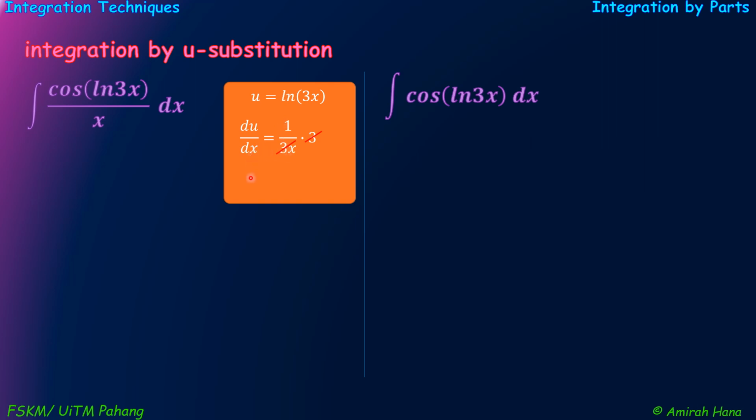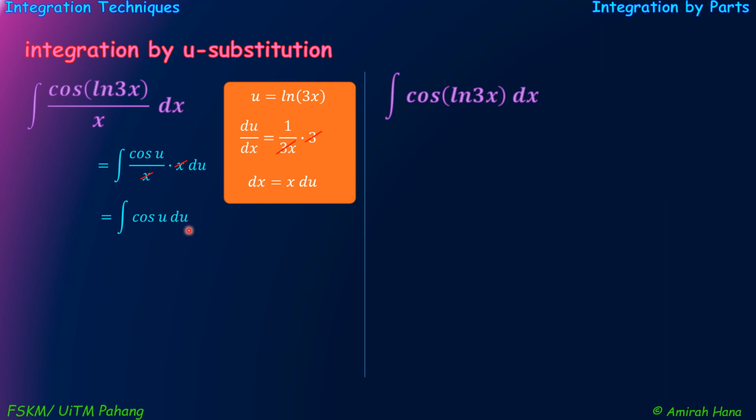Then we write dx as the subject, so we cross multiply and get dx equals x du. No more 3, because we simplified the 3 here and the 3 in the denominator. After that, we substitute back into the given question. We have integration of cos u, and we still have over x, times dx equals x du. We simplify x here and x in the denominator, so we get integration of cos u du, no more variable x.